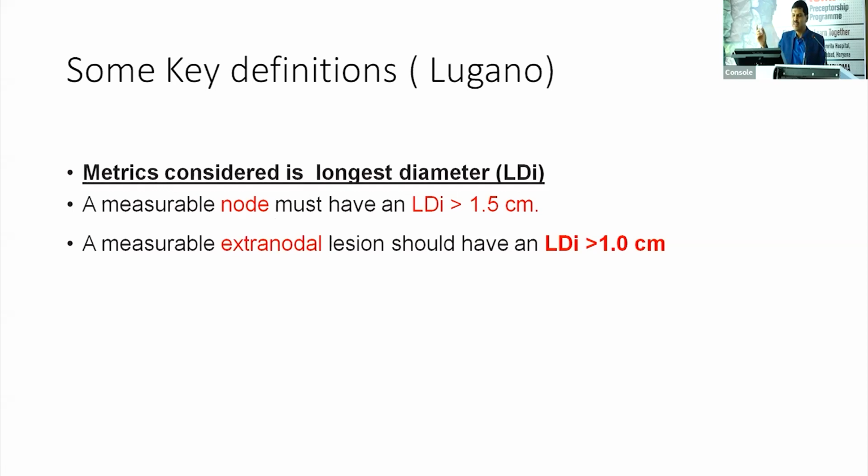Sometimes residents come to me in the OPD, sir, this lymph node is 8 mm, but SUV is 7.